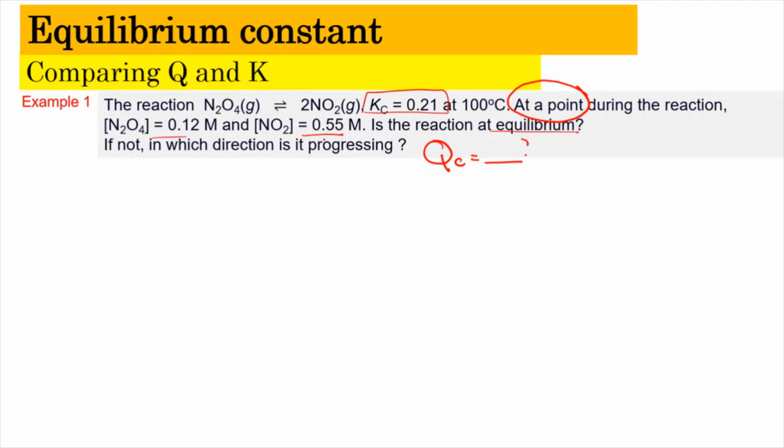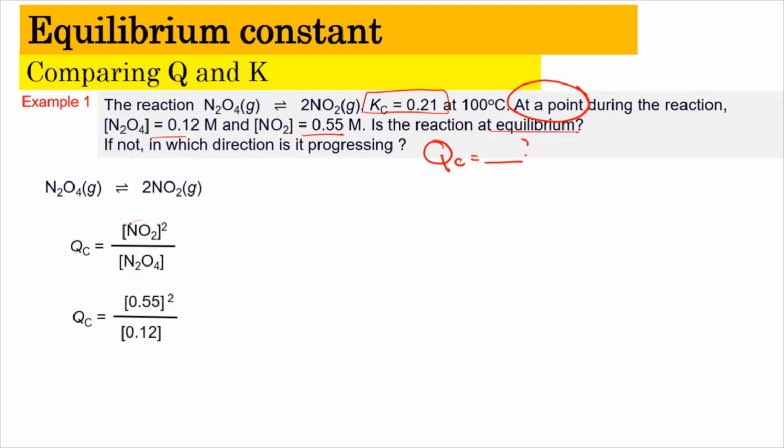So if not, we need to determine the direction. We're going to write the equation once again, and then write the QC expression, which is equal to NO2 to the power of 2 divided by the concentration of the reactant, which is N2O4. Our NO2 here is 0.55 to the power of 2 divided by the concentration of the reactant, which is 0.12. Once we do the math, we're going to get our QC to be 2.52.